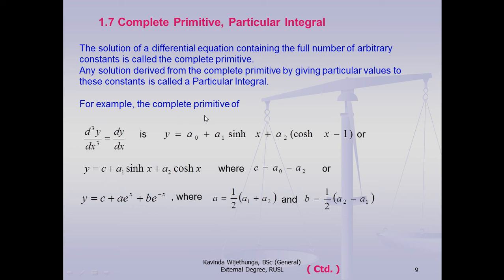For example, the complete primitive of d cube y by dx cube equals dy by dx is our general solution, which we found as y equals a naught plus a1 sin x plus a2 cos x minus 1. Or we can write this equation in the form y equals c plus a1 sin x plus a2 cos x, where c equals a naught plus a2. This is called the complete primitive, and we will consider how we can form these two forms.